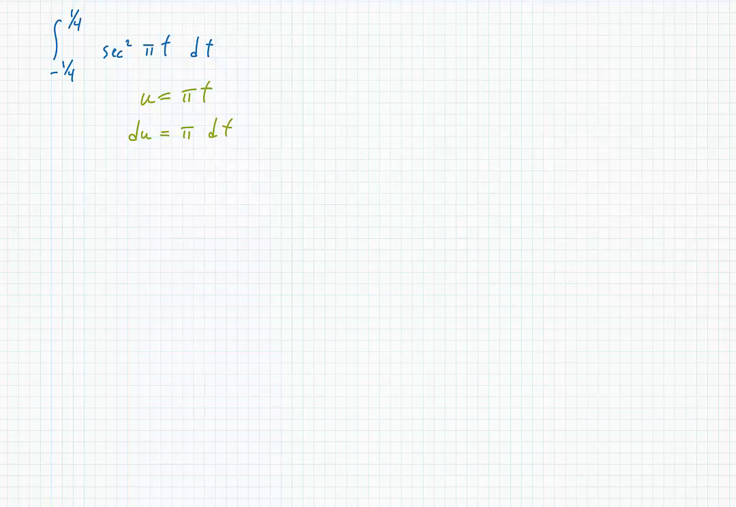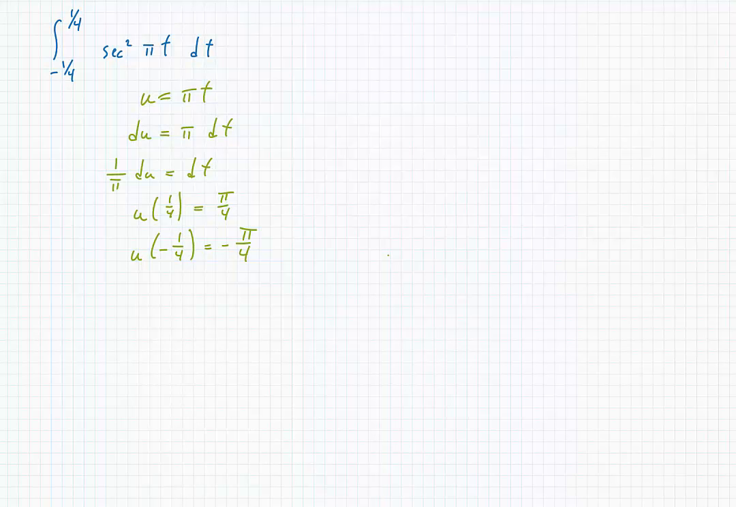And since I don't see a pi there anywhere, that says that 1 over pi du is going to be equal to dt. We also need to replace our limits of integration. So u of 1/4 is going to be pi times 1/4, or pi over 4. And u of negative 1/4 is going to be negative pi over 4.